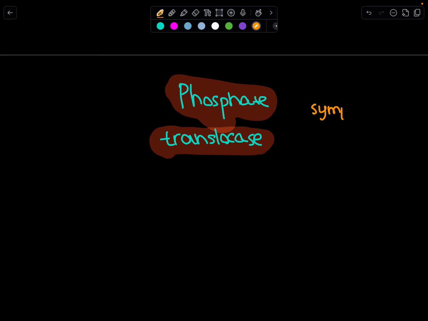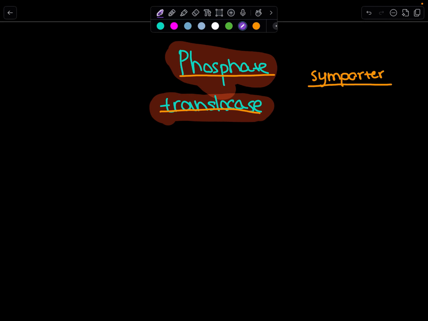No problem. Let's break it down simply. The phosphate translocase is a mitochondrial membrane protein that moves inorganic phosphate, Pi, into the matrix, where it's needed for ATP synthase to make ATP from ADP and Pi. It's a symporter, meaning it transports 2 molecules in the same direction. Here, Pi and a proton, H+, using the proton gradient's energy to pull Pi into the matrix. Think of it as a gate shuttling Pi with a proton buddy to fuel ATP.